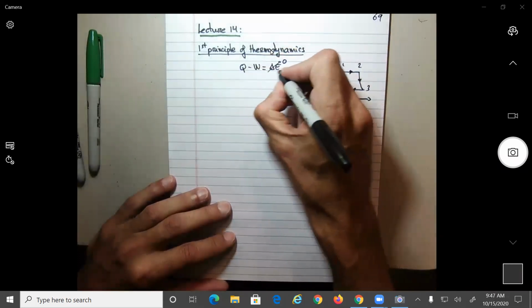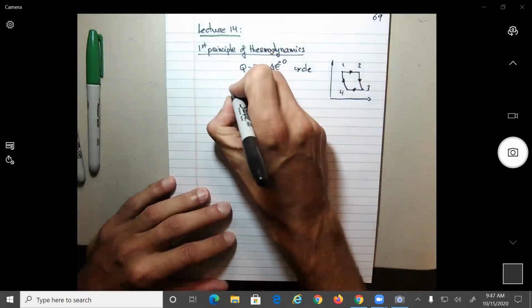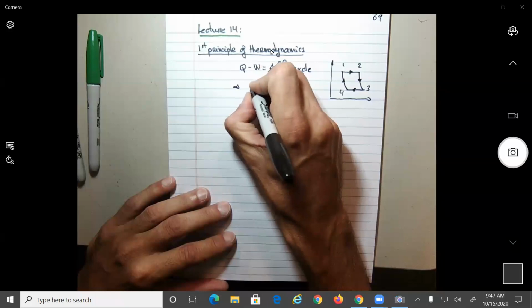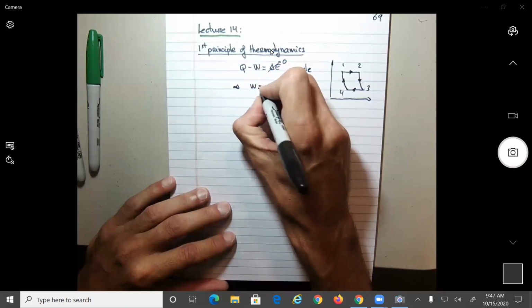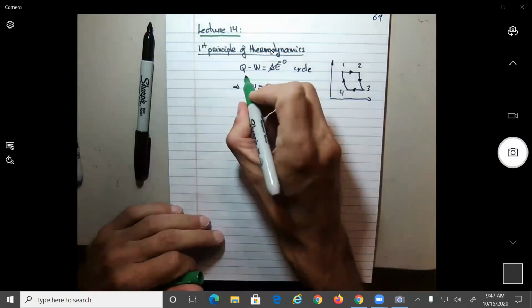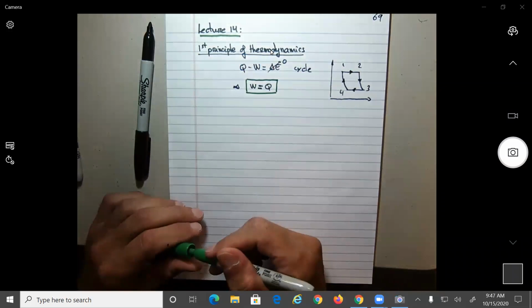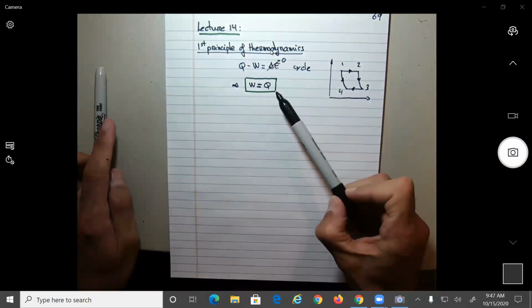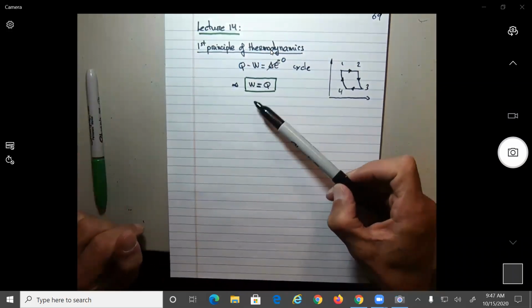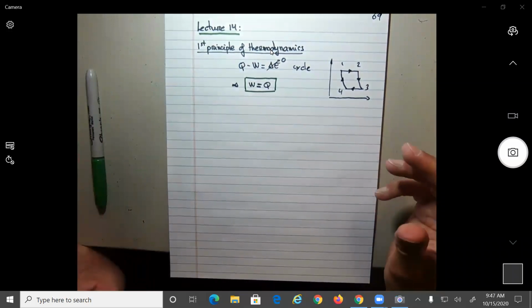So then what happens for the cycle? You have that all the work will be equal to the amount of heat, or all the heat will be equal to the amount of work. All right? So this is the first principle of thermodynamics.